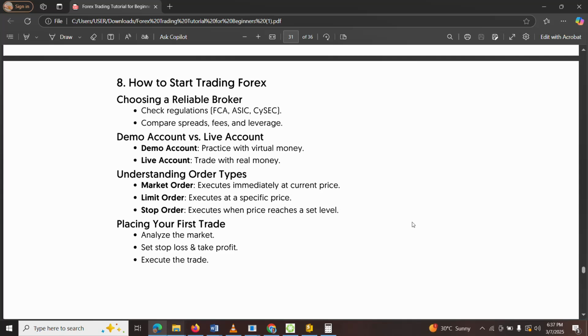Now, what about understanding order types, right? We have the market order. These are the ones that you execute immediately at the current price. Then we have the limit order. These you execute at a specific price. Then you have the stop order. These execute when price reaches a set level. That is, you could have a buy stop or a sell stop.